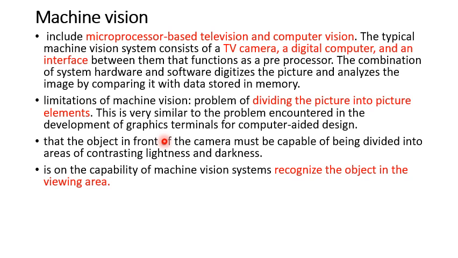So one requirement may be that the object in front of the camera must be capable of being divided into areas of contrast, light and darkness. That is a major requirement while capturing with a machine vision system. It is on the capability of the machine system that it recognizes the object in the viewing area. Whatever component or part comes into its viewing area, only that will be recognized by the machine vision system.